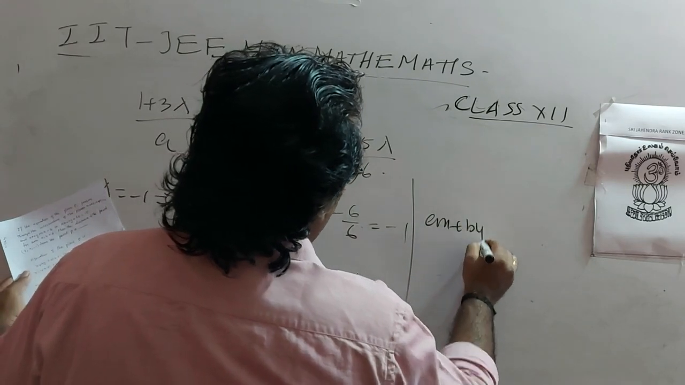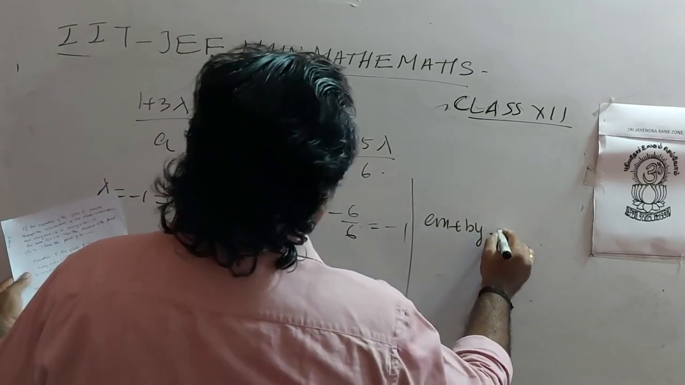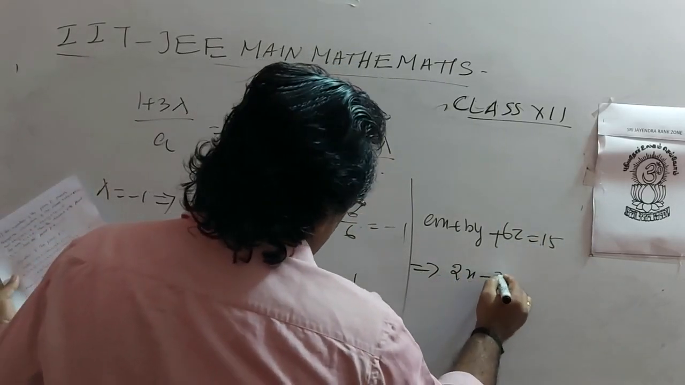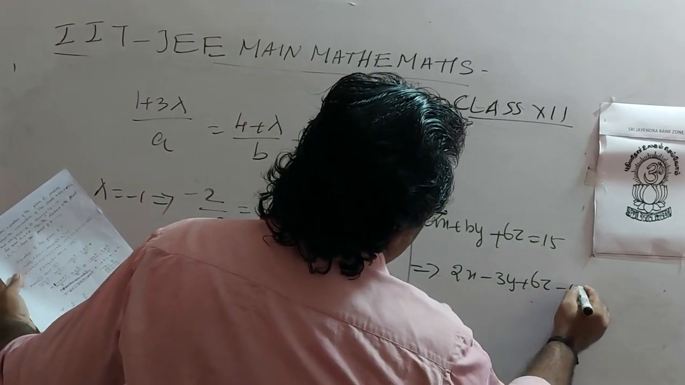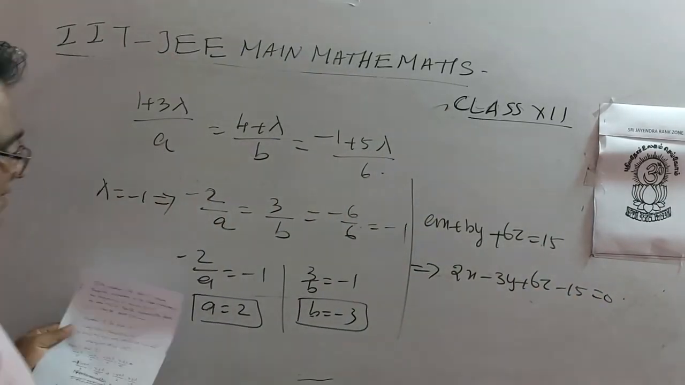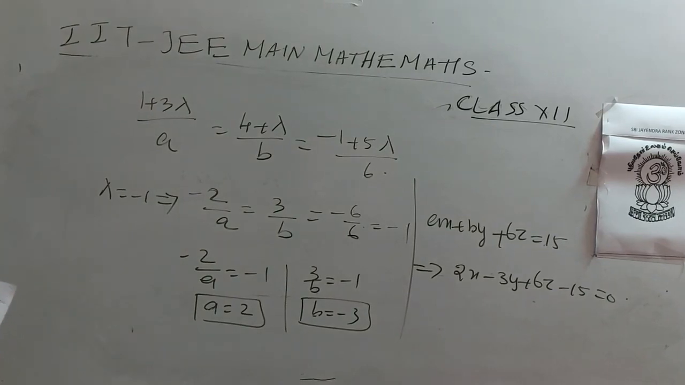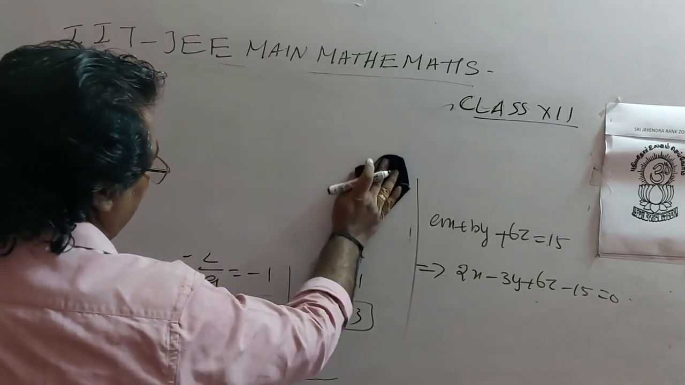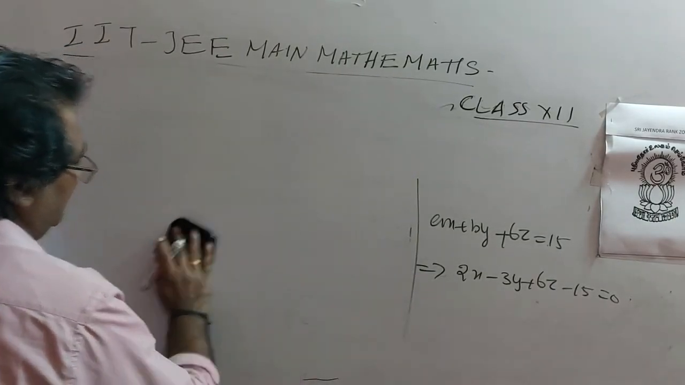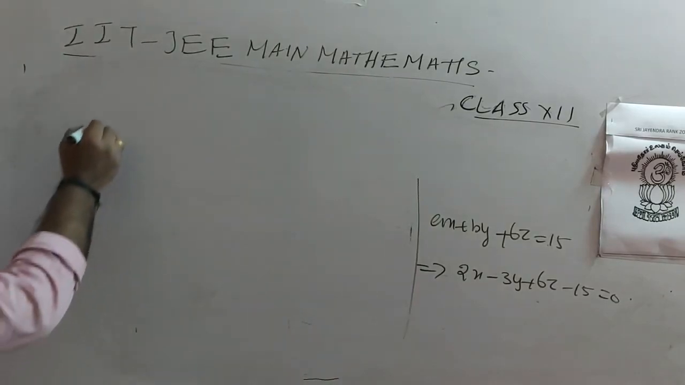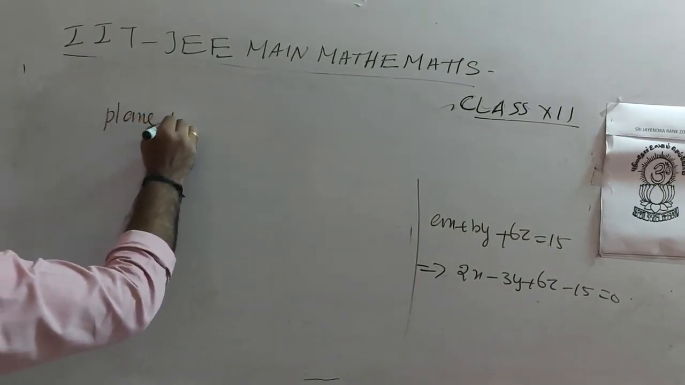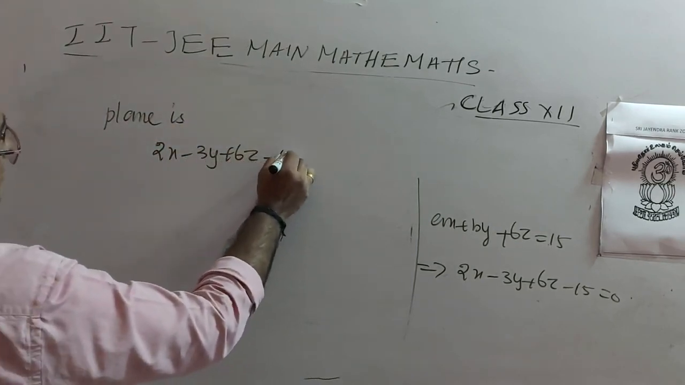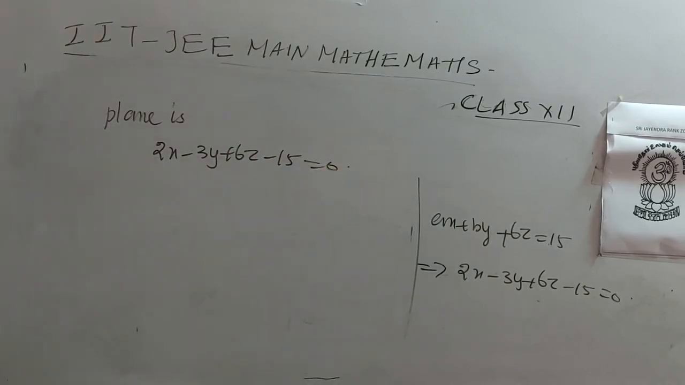So ax plus by plus cz equal to 15 implies 2x minus 3y plus 6z minus 15 equal to 0. The plane is 2x minus 3y plus 6z minus 15 equals 0.